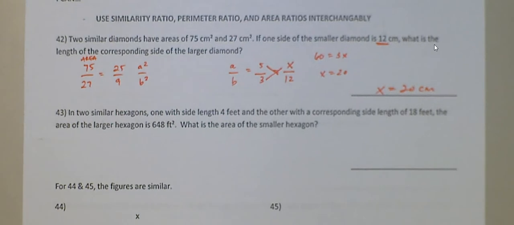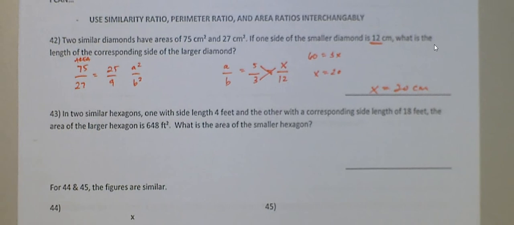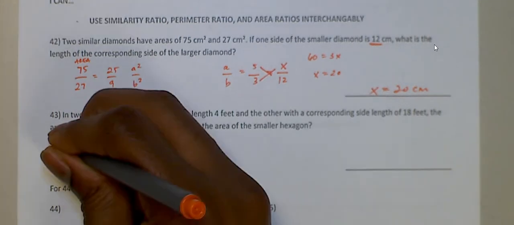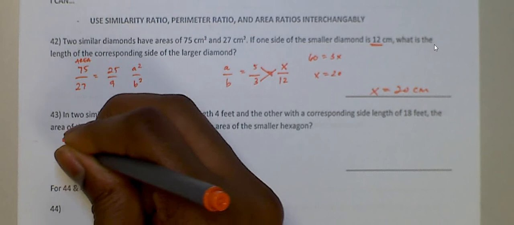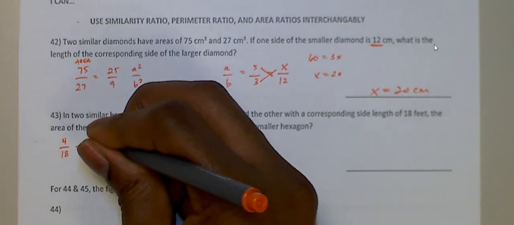Okay. Number 43, it says, in two similar hexagons, one's side length is 4 feet, and the other with a corresponding side length of 18 feet. So kind of the same problem, except now we're going the other way around. We've got 4 over 18, which simplifies to 2 over 9. Okay, and this is the similarity ratio.